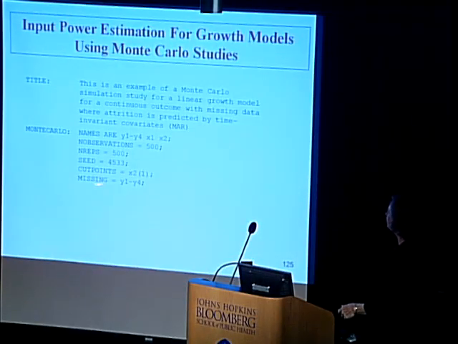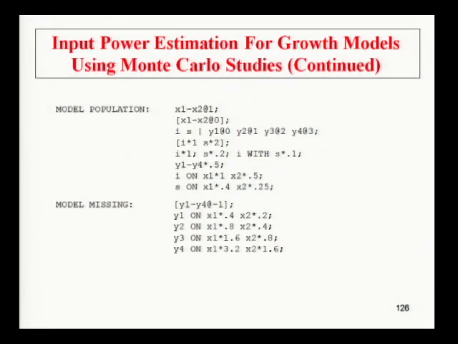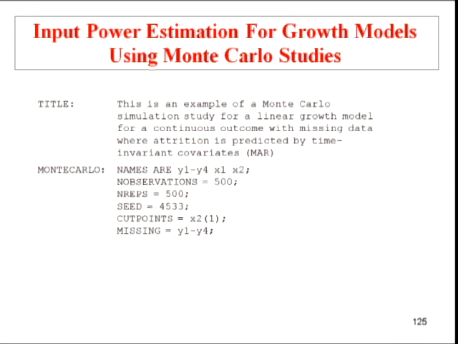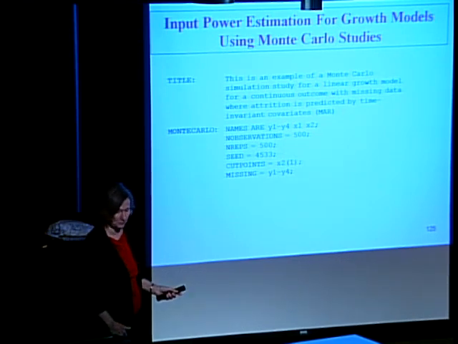So basically, we have a Monte Carlo. Well, let me put this over here because I think people see better. Okay, so the simulation study we're doing here is going to be for a linear growth model for a continuous outcome with missing data where attrition is predicted by time invariant covariates. So the missing data is MAR. So first of all, the Monte Carlo command exists in Mplus, and that's what you use to do a Monte Carlo study.